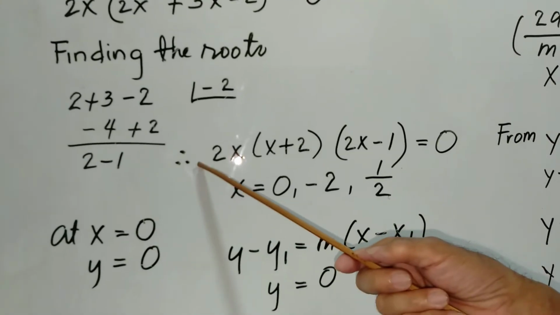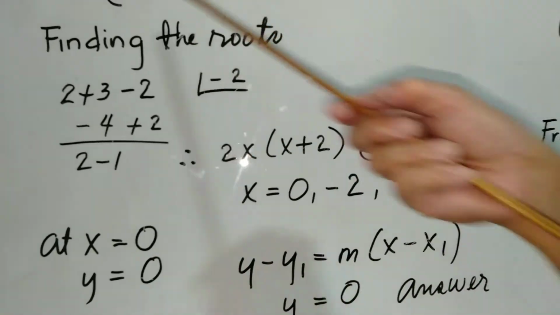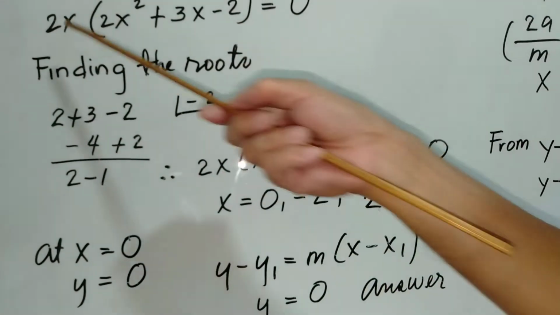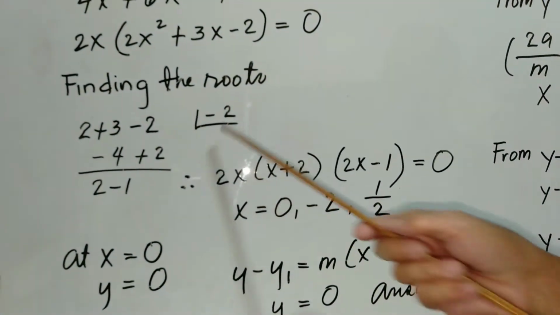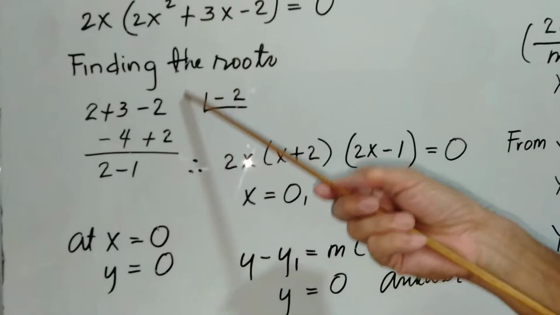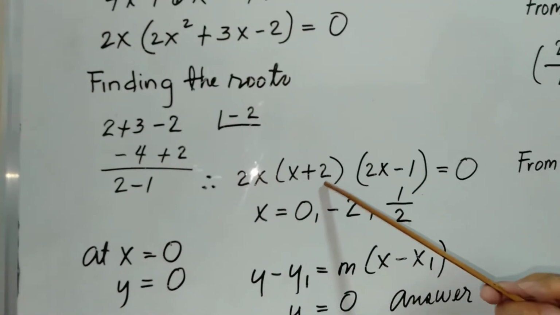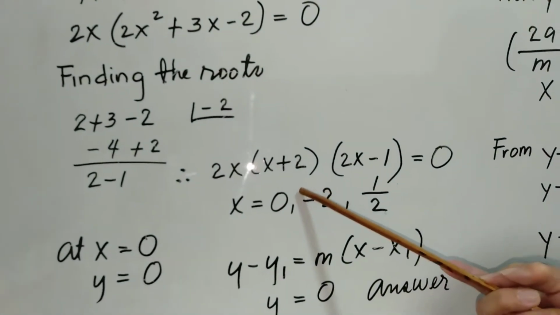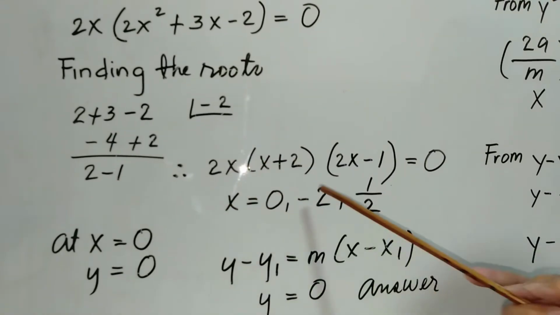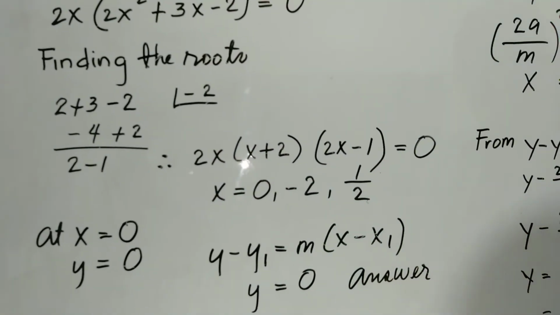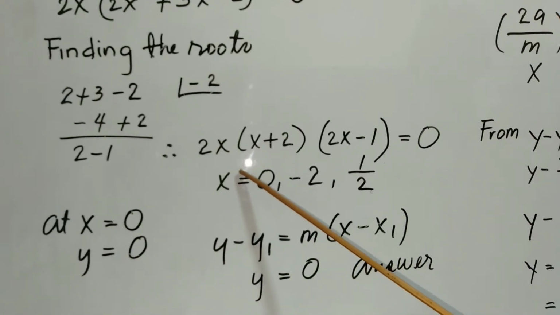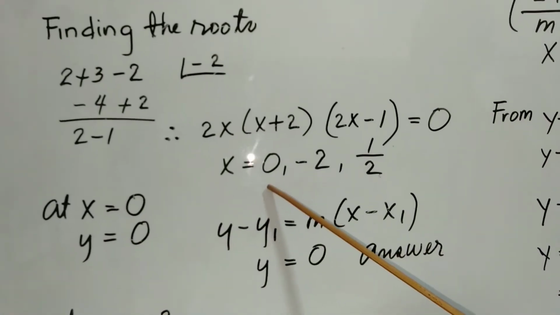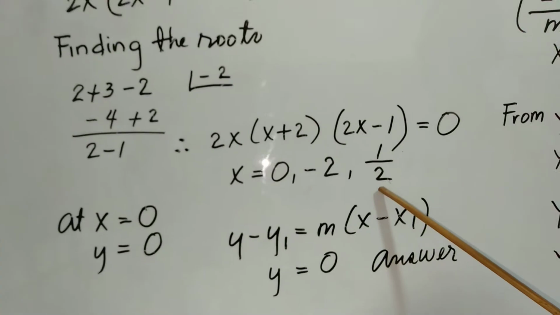So we have here the product of this polynomial. We get 2x times x plus 2, which is the root of this one, times 2x minus 1 is equal to 0. So we got three values for x. The first one is 0, negative 2, and 1 half.